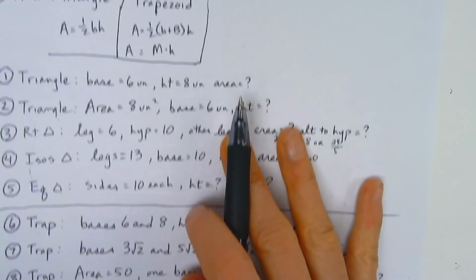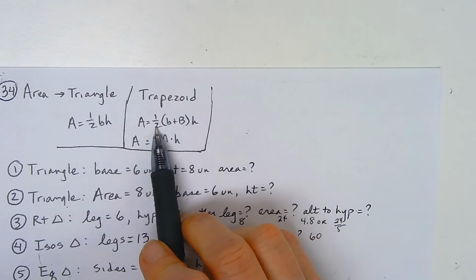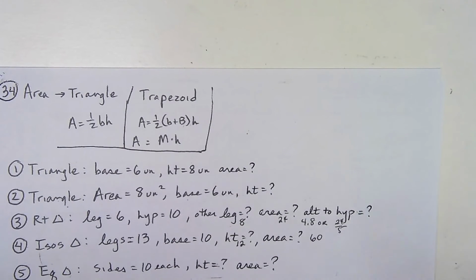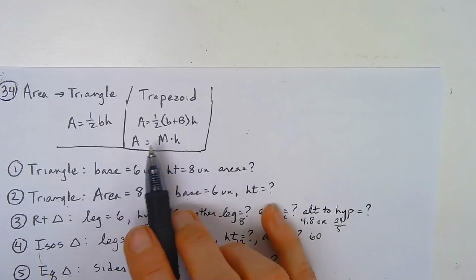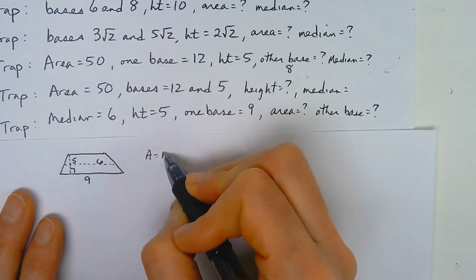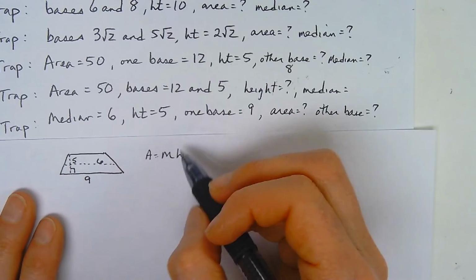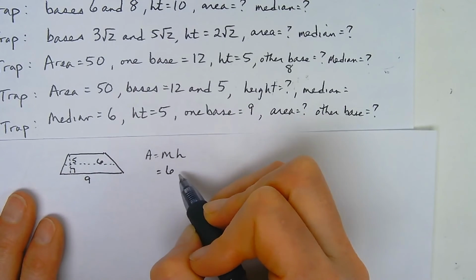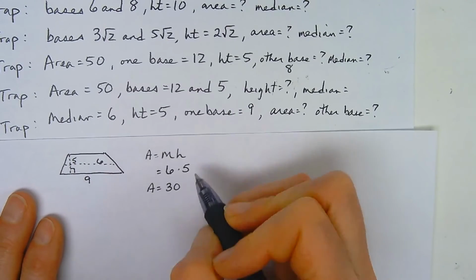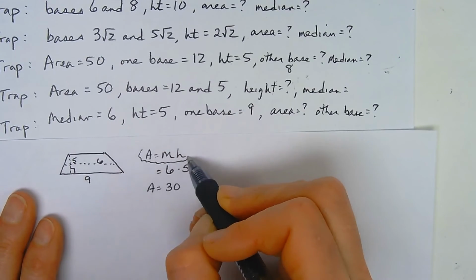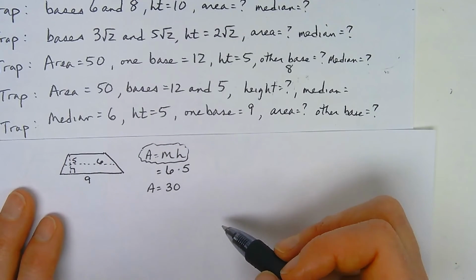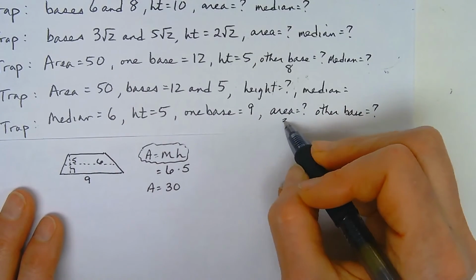Now remember, there are two formulas for the area of a trapezoid. 1/2 times base 1 plus base 2 times height, which is what I've been using so far. But now we're given the median and the height, so I'm going to use this formula. The area equals median times height. The median is 6, and the height is 5. So the area is equal to 30. Remember, there are two formulas to use. This one makes very quick work of the area. Now I'm asked to find, this is 30, the other base.